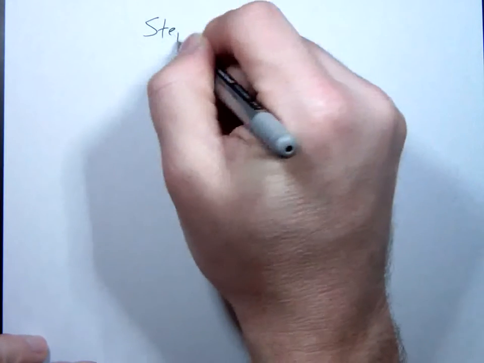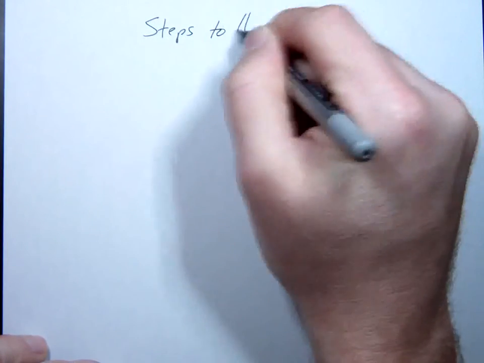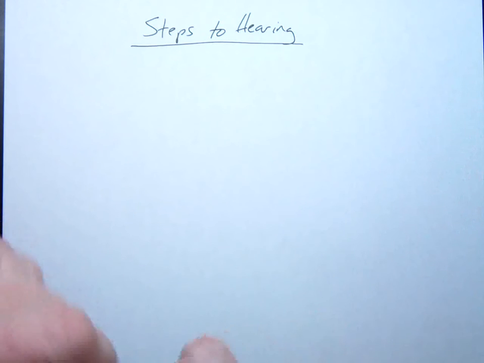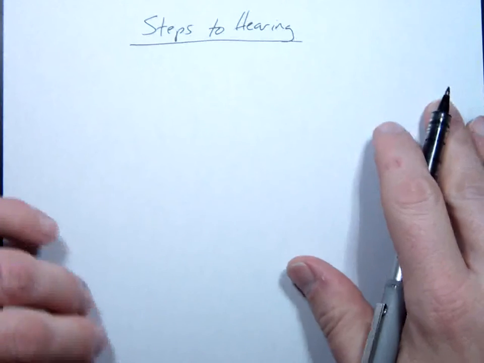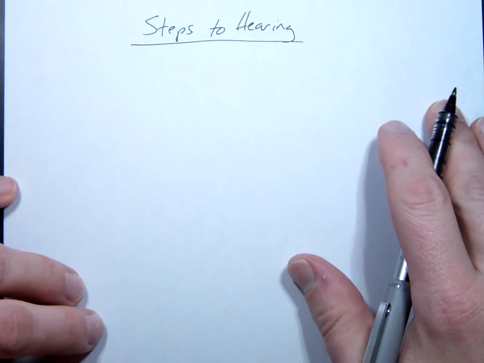Right, so here we go. Steps to hearing. There's no particular quantity of steps. If you really break it down into each individual thing, you can probably put like 40 or 50 things here. I'm going to try to simplify it just a bit. Just about one page or so. Okay, here we go.